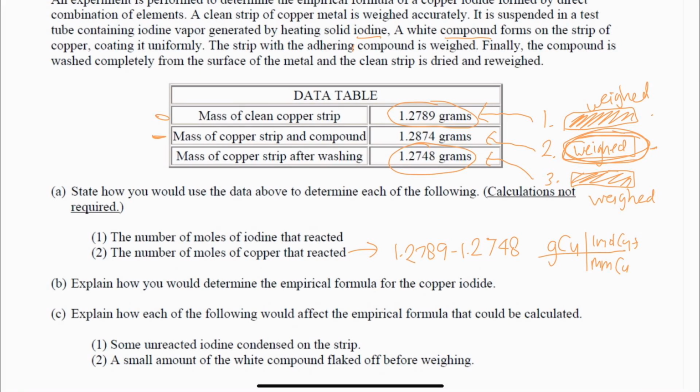It says no calculations are needed, but I will just do some calculations here to show you what I mean. This is 0.0041 grams. And then I'm going to subtract 1.2874 minus 1.2789, involving these two numbers here, because if I cancel out this copper strip, I can know how much my compound weighed. And I get 0.0085 grams. And I know that this much of that was copper, so the other part of it must have been iodine. So I'm going to do 0.0085 minus 0.0041, and that's 0.0044 grams of iodine. Once I do that, I can convert that to the number of moles of iodine.